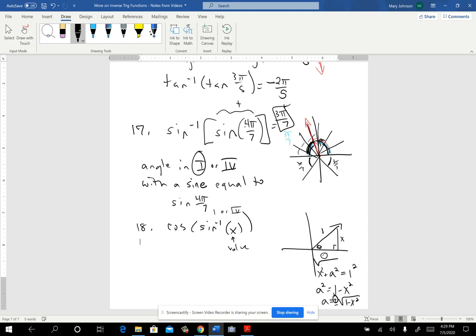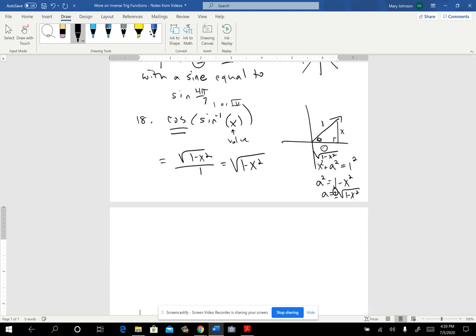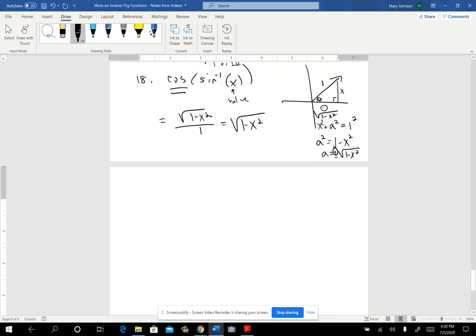I would think about that right here, the square root of 1 minus x squared. Now I need the cosine. So I'm looking at that triangle. Cosine is adjacent over hypotenuse, and that would just be the square root of 1 minus x squared. That's how you do all of these. So let's take a look. These are a little easier than what we were doing earlier.